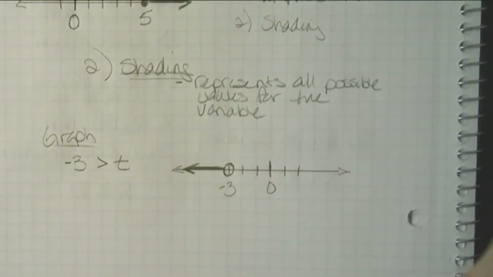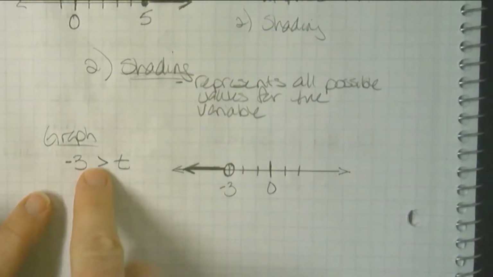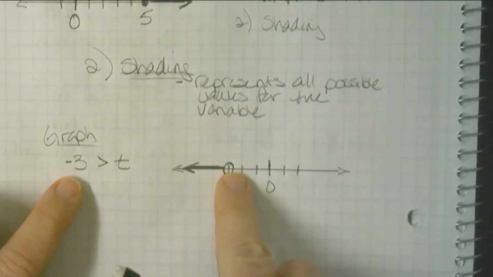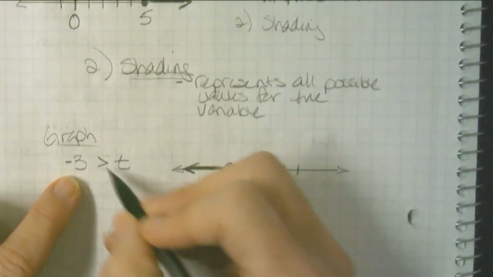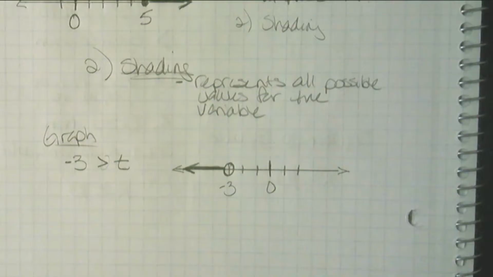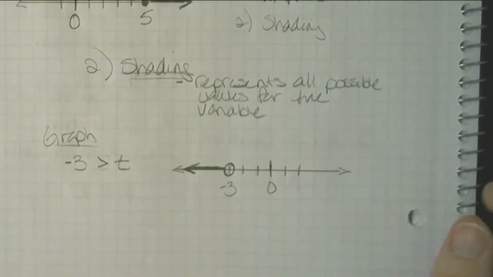How many of you guys got that? Okay, so don't look at this saying -3 is greater than t, so that means I have to shade everything greater than the -3. You're looking at which side of the inequality is facing the variable. Whatever side is facing the variable, if it's the smaller side, then your variable's smaller than that number. If it's the bigger side, then your variable's bigger than that number.